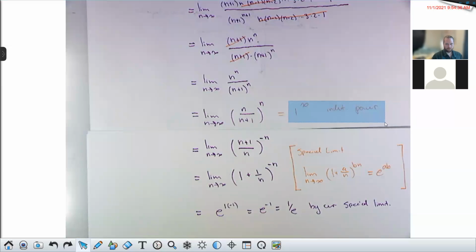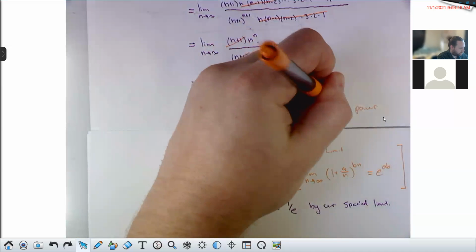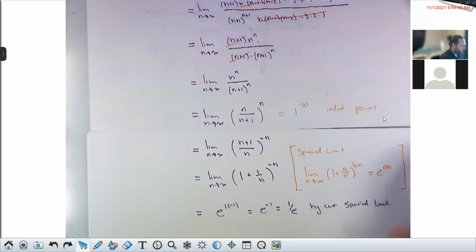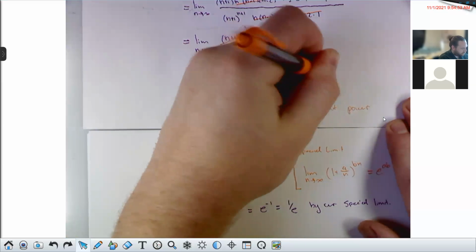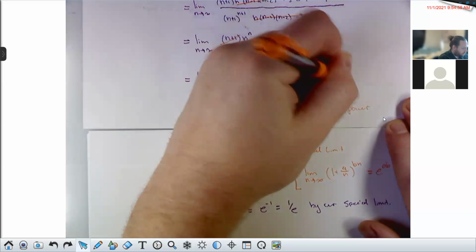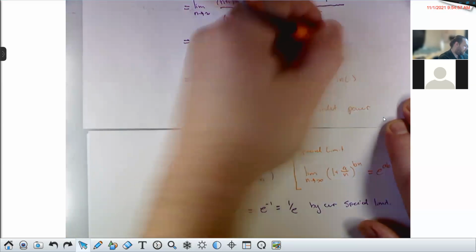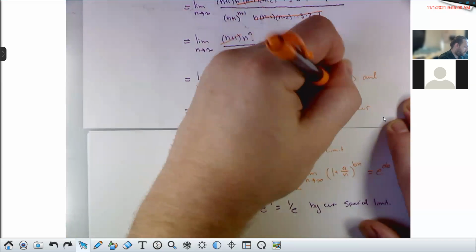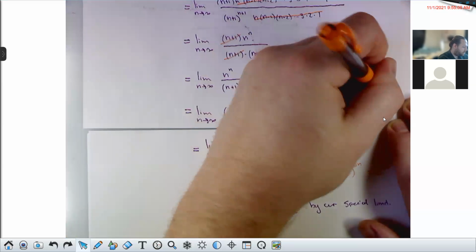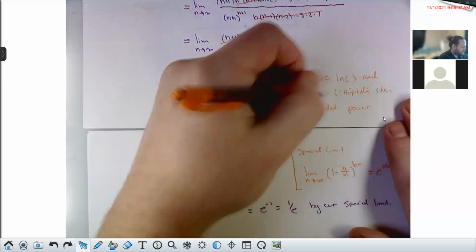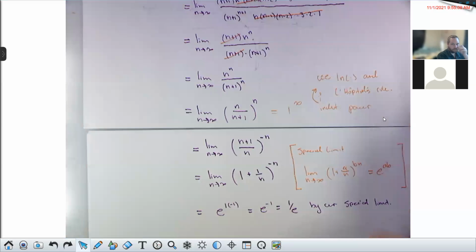Something that involves an indeterminate power could on its own show up on the test, just a sequence limit that requires you to work with indeterminate powers. For indeterminate powers, use Ln and L'Hopital's rule. That's how we handle those.